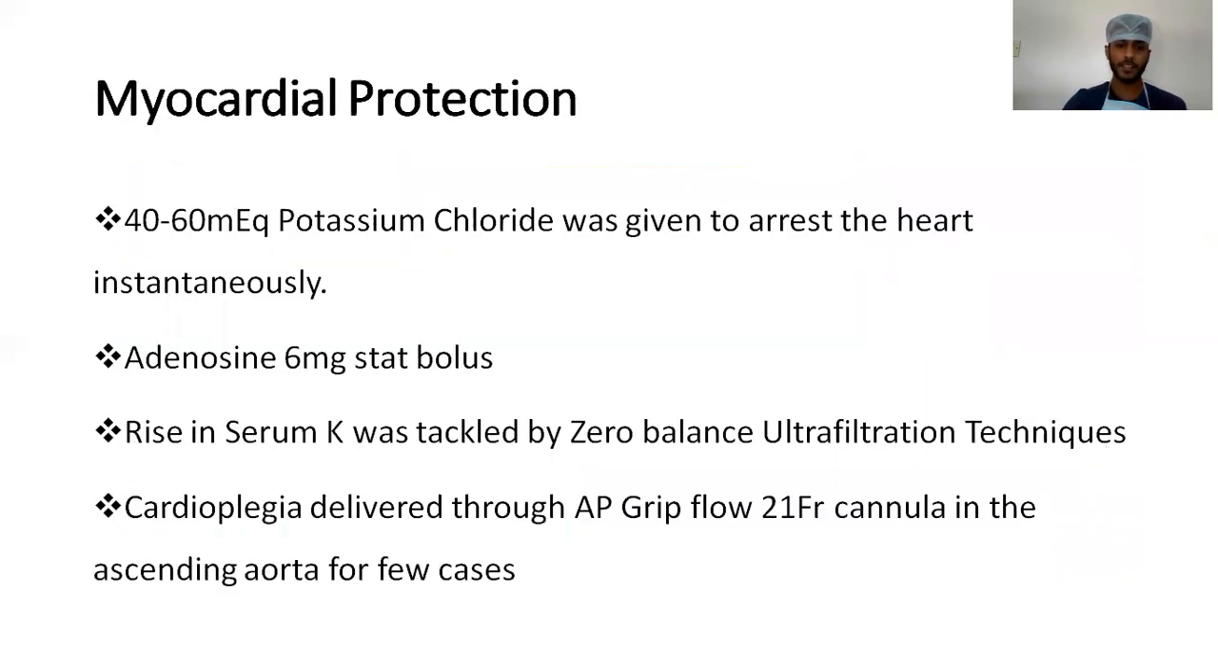So the next concern is myocardial protection. 40 to 60 milliequivalents of potassium chloride was given to arrest the heart, and adenosine 6 mg, that is 2 ml of adenosine, as a bolus. After giving the systemic potassium arrest, there will be an increase in the serum potassium, so we managed that with zero balanced ultrafiltration techniques. One more thing we have seen is that there will also be a reduction in the lactate.